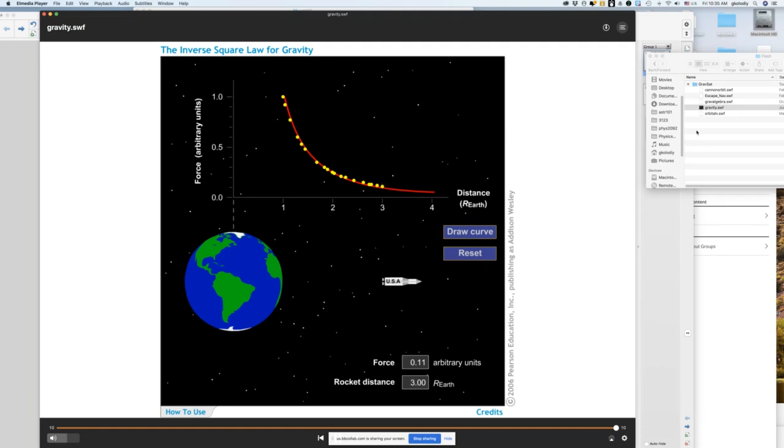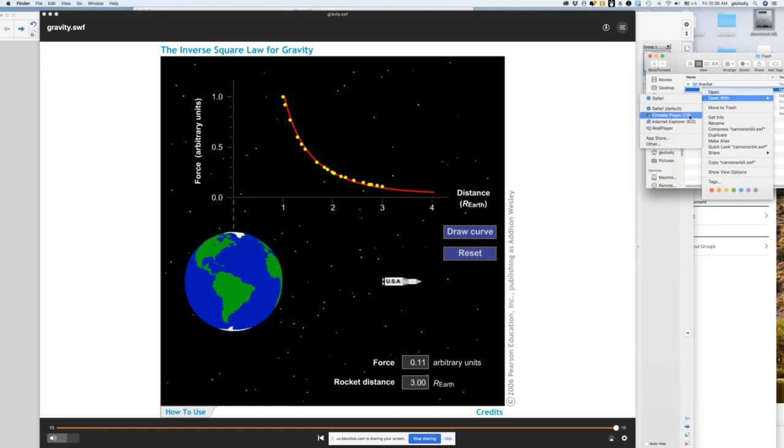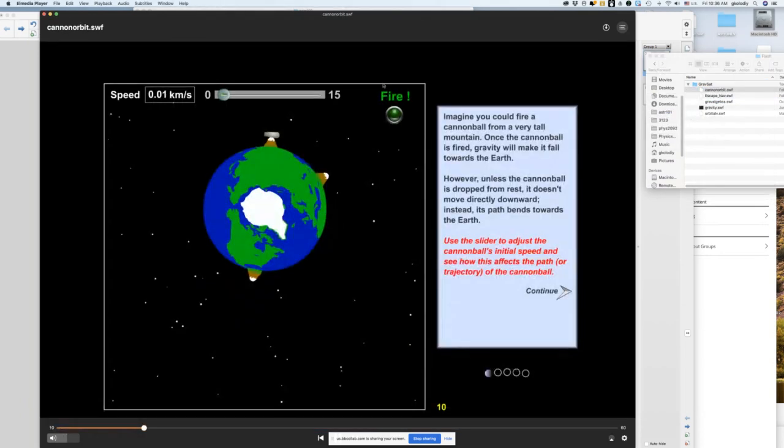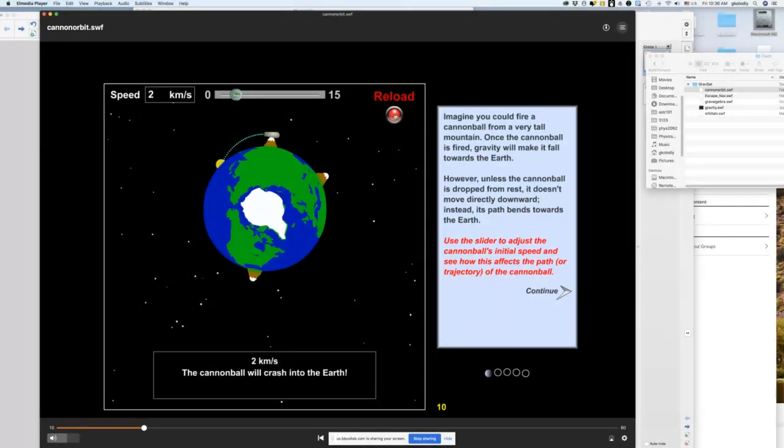Okay, so the next one, I call the cannon. So imagine that I'm on top of a big mountain and I have a cannon. I'm going to fire the cannon out. Let's see what happens. So right now, let's say I'm going to fire it out with a velocity of 2 kilometers per second. So the cannon goes this way and hits here.